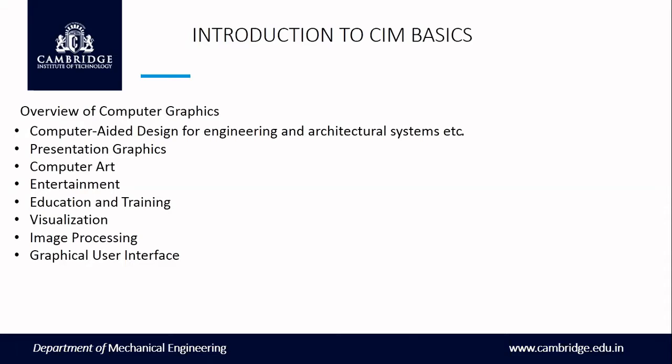Computer graphics can be used for modeling, that is computer-aided design for engineering and architectural systems. If you want to do a presentation, you can use computer graphics. For computer art, if you want to do any drawings or images, you can do it. You can use it for entertainment, for educational and training purposes, for visualization, for image processing, and for graphical user interfaces.